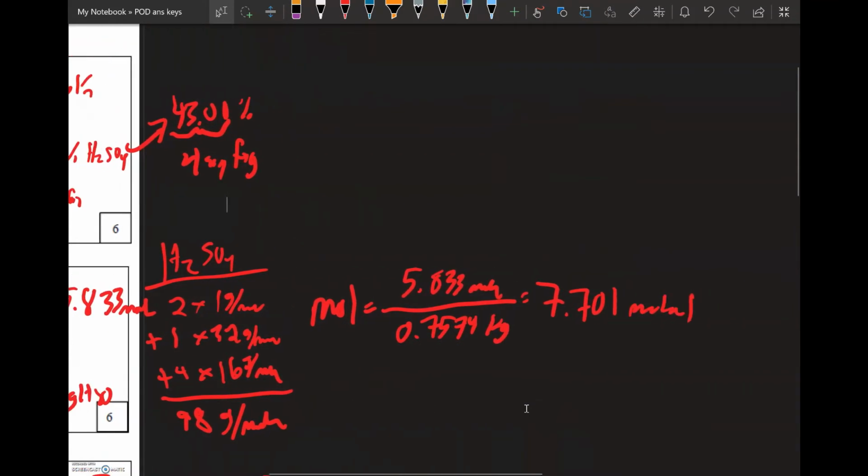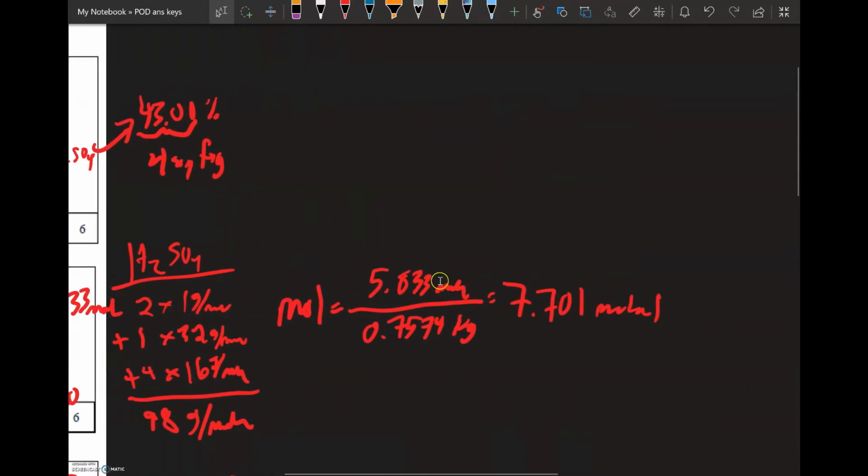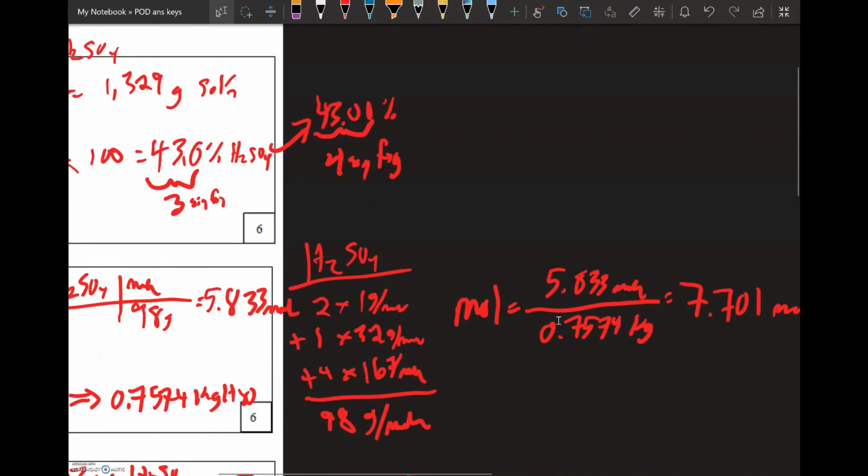So to calculate the molality, what we do is we take the moles of sulfuric acid divided by the kilograms of water, and you end up with 7.701 molality for this particular solution.